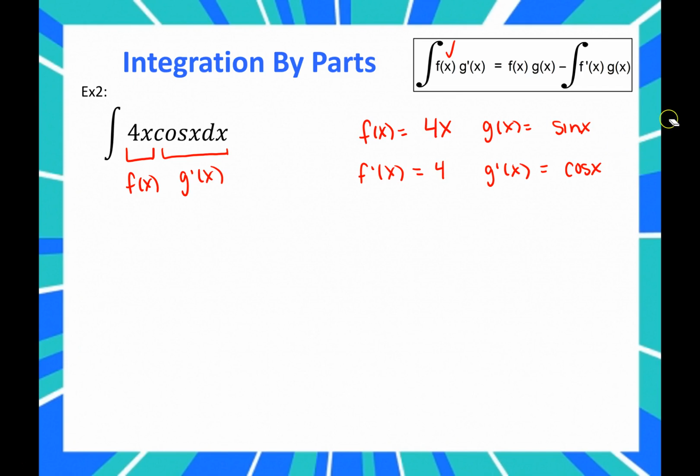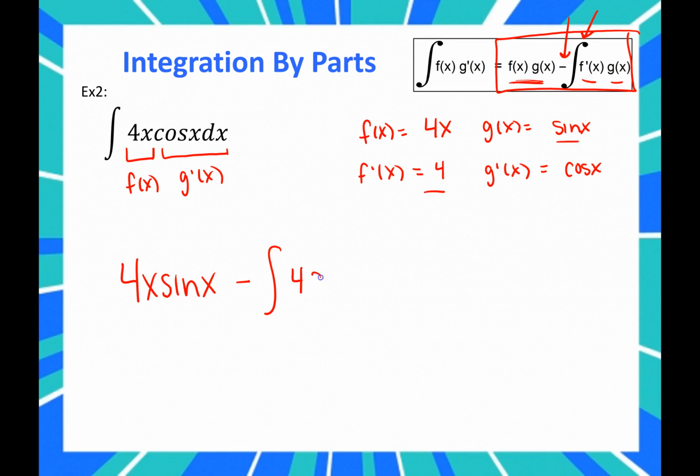All right, now we are ready to plug into our formula, specifically the right side of our formula. So my first step is to do f of x times g of x. So that's going to be a 4x times sine x. And then I've got to do my minus, write my integral symbol. And now I need to write down f prime of x times g of x, in which case this is going to be a 4 times a sine x. And if you want to put your dx, that is technically correct.